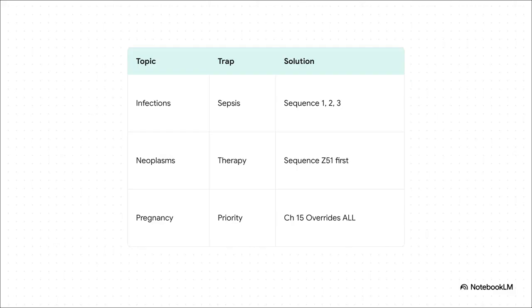Go ahead and take a screenshot of this one-page visual summary cheat sheet right now. Keep it handy because it locks in the definitive solutions to the trickiest chapter-specific guidelines you're going to face.